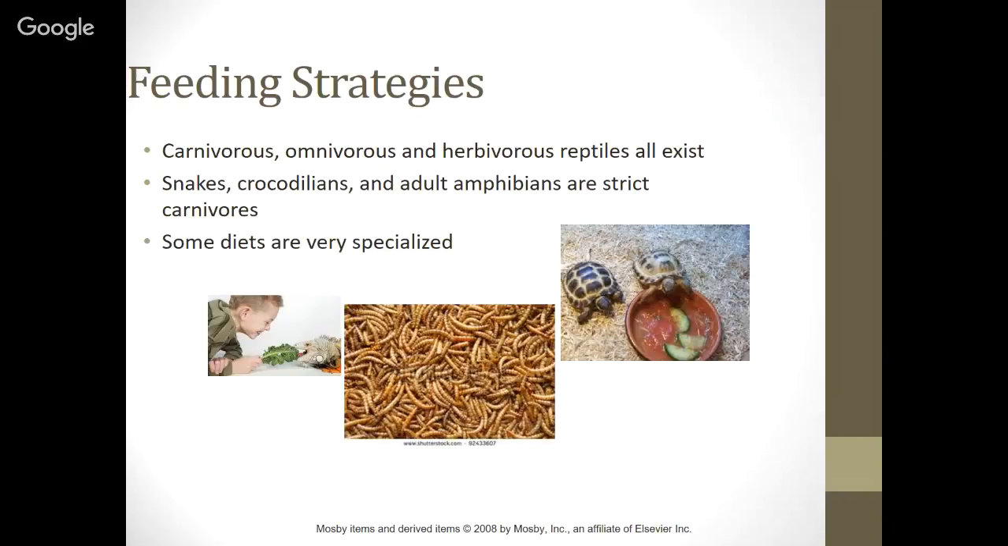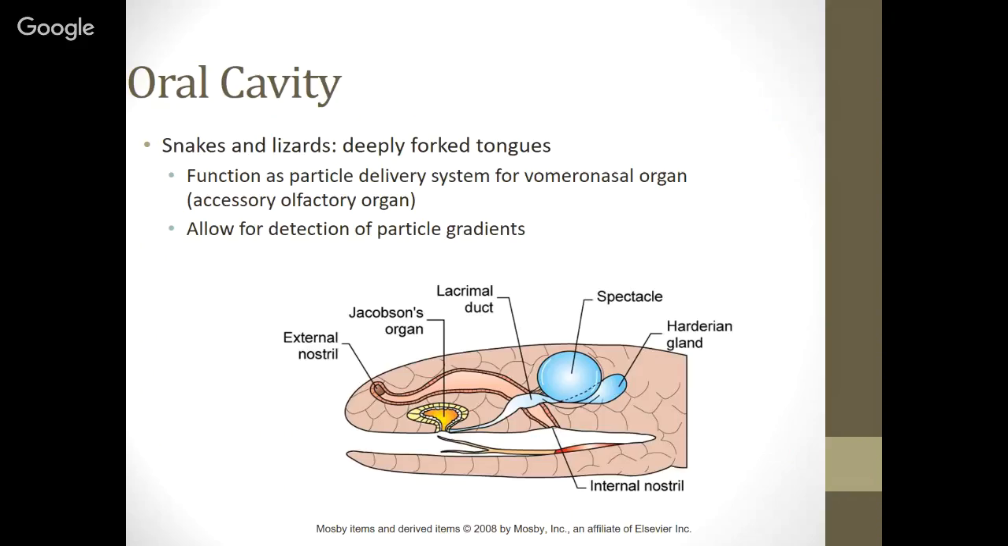Feeding strategies. There are carnivorous, omnivorous, and herbivorous reptiles. They all exist. Snakes, crocodilians, and adult amphibians are strict carnivores. They can eat nothing but meat. Some diets are actually very specialized, so it's really important that your client understands the animal that they have and what is appropriate for them to eat.